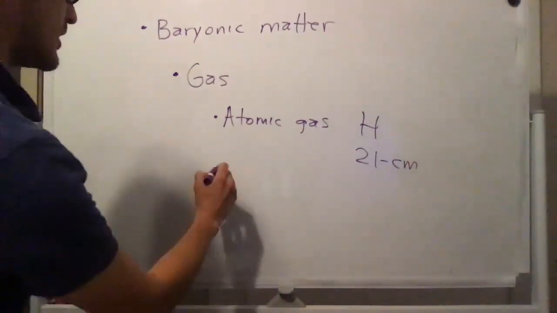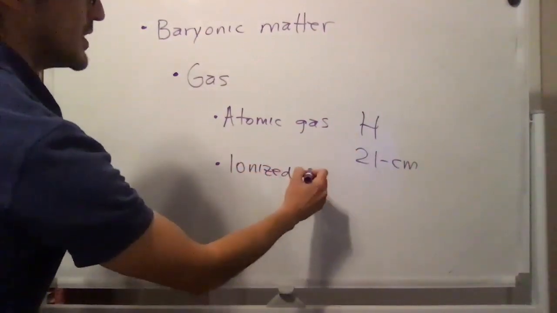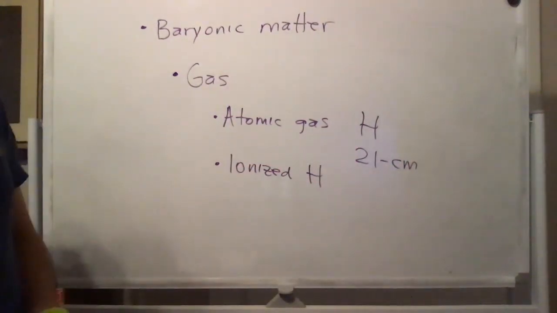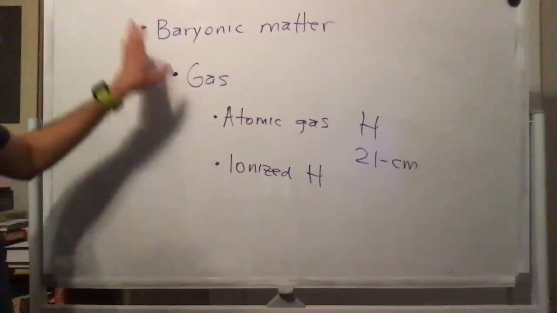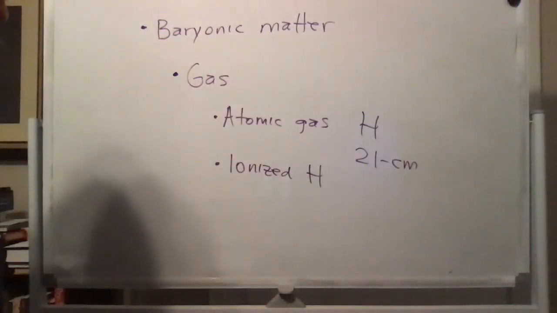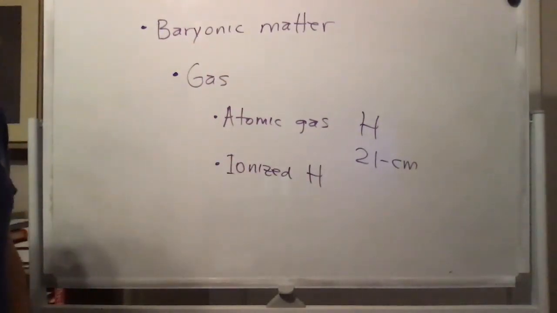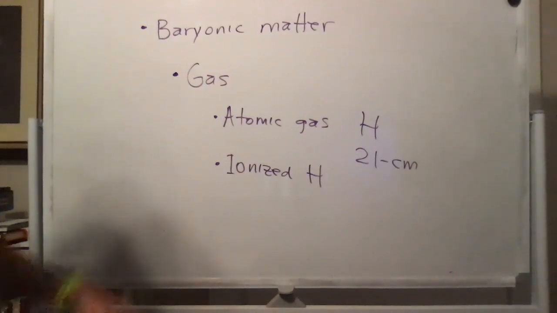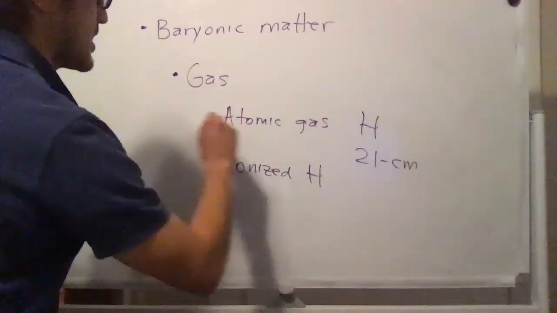What about ionized hydrogen? So you have your protons and electrons. And you have to consider that this could be very diffuse. And this one will produce X-rays when it recombines. So you can rule it out. This one too.